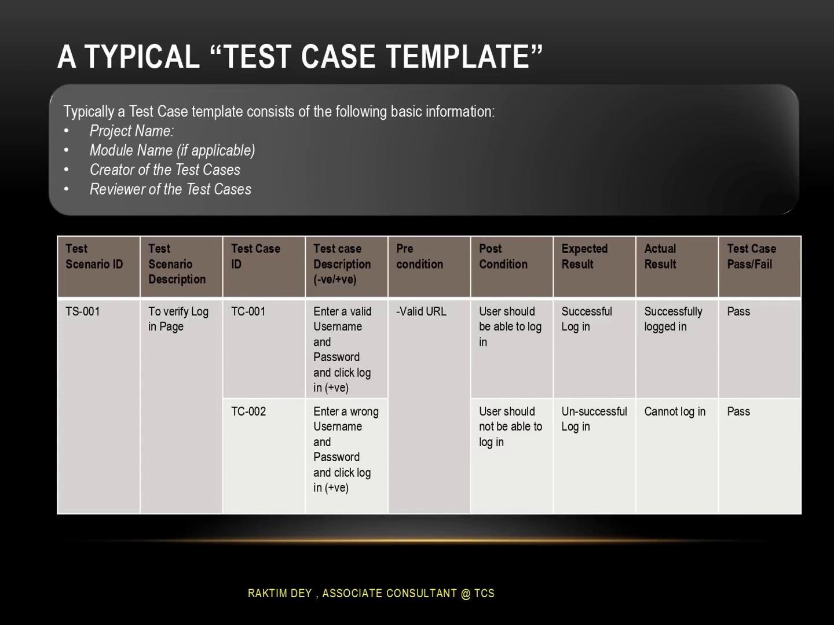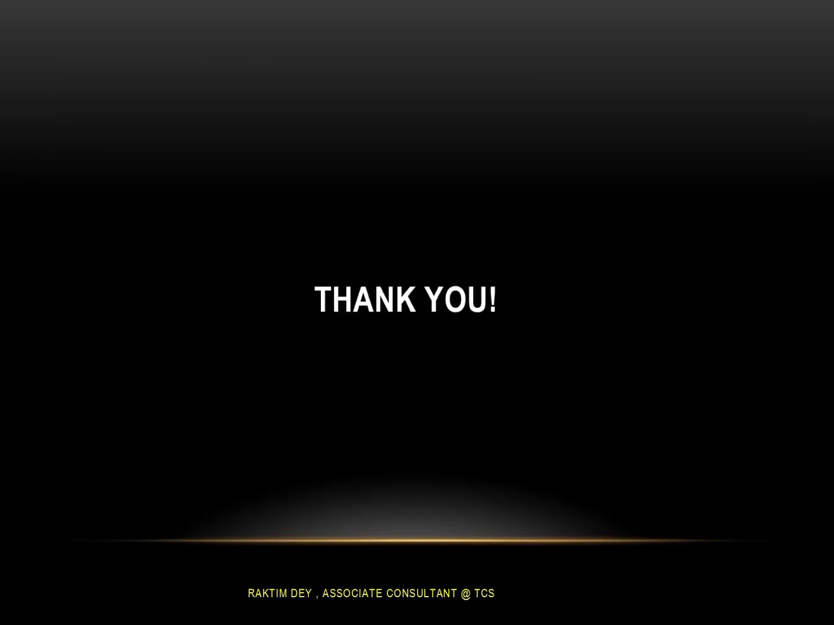Now let's see what a typical test case template looks like. Typically a test case template consists of the following basic information: project name, module name if applicable, creator of the test cases, reviewer of the test cases. It looks like a table in which first is test scenario ID, test scenario description, test case ID, test case description, which will be negative and positive, precondition, post condition, expected result, actual result, and test case pass or fail. So this is more or less about SDLC and STLC.